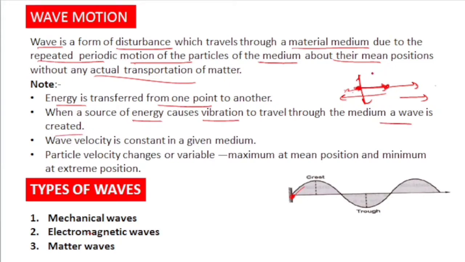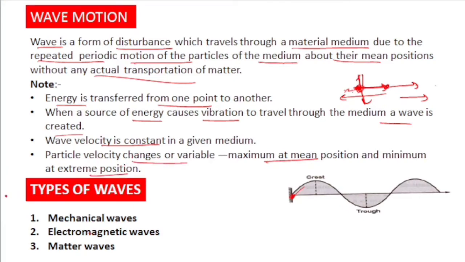During the motion, the wave travels, which means the disturbance or energy travels from one point to another point, and the wave velocity is always constant in a given medium, but the particles vibrate about their mean position. At the mean position there is maximum velocity, as you already studied in the chapter on oscillations, and at the extreme position its velocity is minimum. So the particle velocity is variable. It is maximum at the mean position and minimum at the extreme position. These are the basics about wave motion.